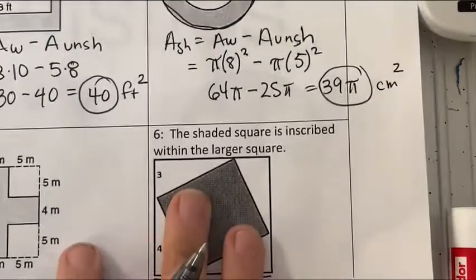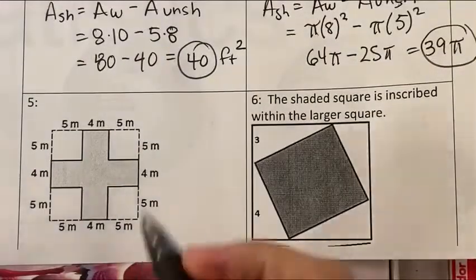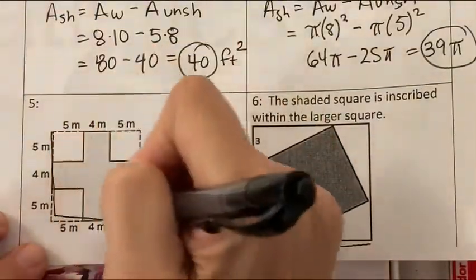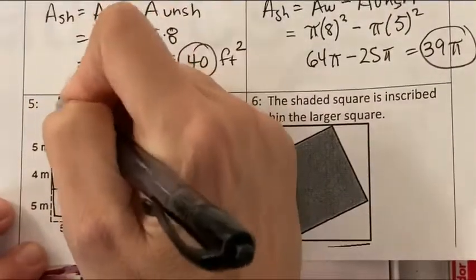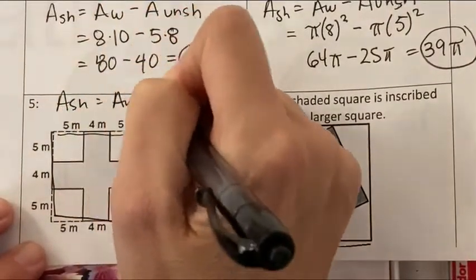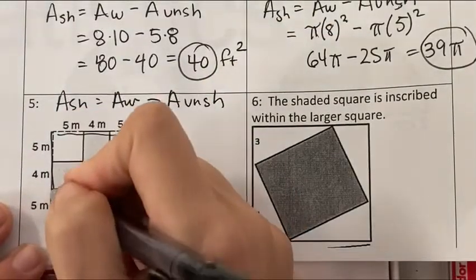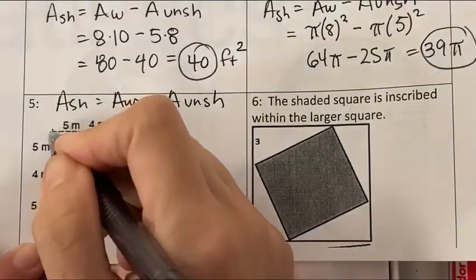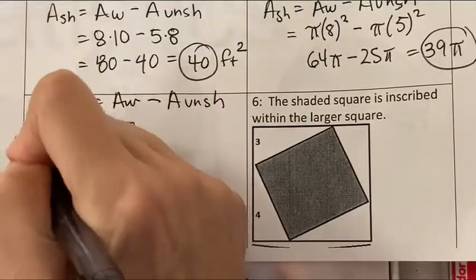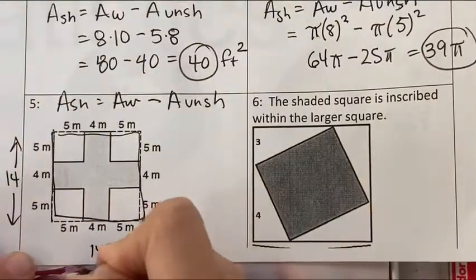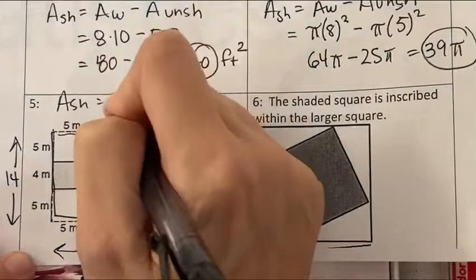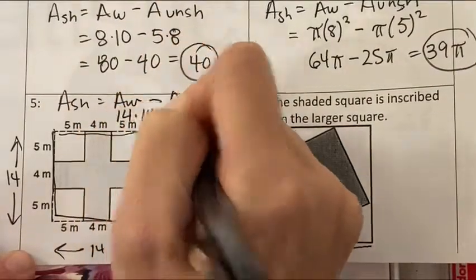Okay, let's keep going. Oh, this one feels like my note card example. So I have the area of the whole thing, right? Area of the shaded is area of the whole minus area of the unshaded. So the whole thing is 5 and 4 and another 5, so that's 14. And this is also 14. So the whole thing is just 14 times 14.